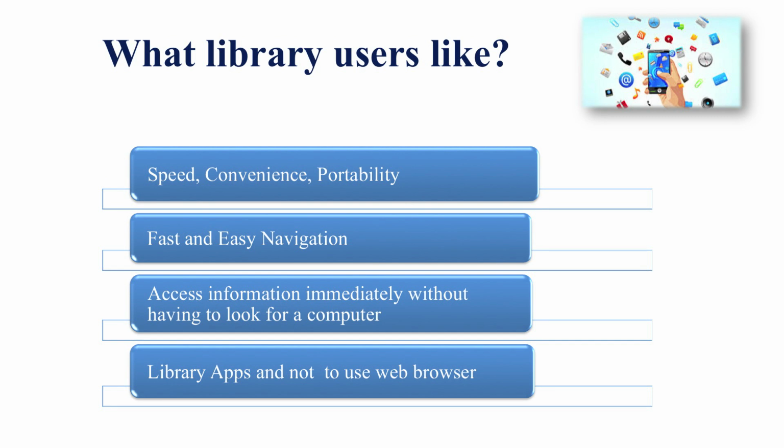what library users like. This is a very important and foremost consideration for any library. The present day users need speed, convenience and portability of information, and they are not sitting in front of the computers. They need very fast information access and very easy navigation to find the information they require, what they want. Access to information immediately without having to look for a computer, that is the present trend, and they are searching for library apps, not to use a web browser. So, now this is the trend.